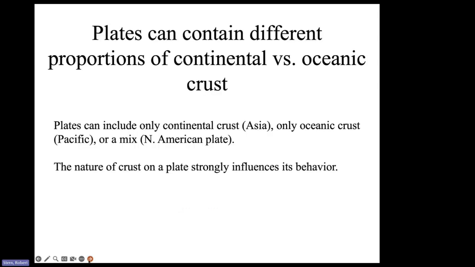So plates can contain different proportions of continental versus oceanic crust. So plates can include only continental crust, for example, Asia, only oceanic crust, for example, the Pacific, or some kind of a mixture. The North American plate contains mostly continental crust in North America, but it extends all the way to the mid-Atlantic ridge, so it's sort of a mixture. And the nature of the crust on a plate strongly influences its behavior. We'll talk more about that.